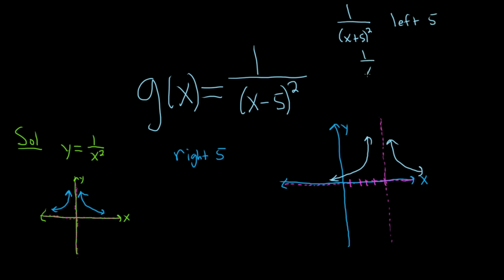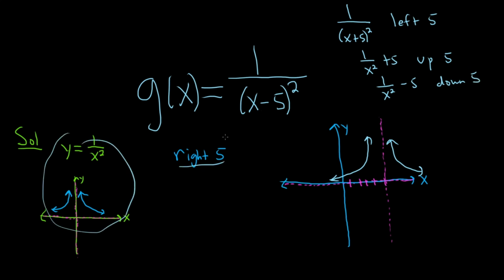If you take 1 over x squared and you add 5 to this entire y value here, then you're going to go up 5. And if instead you take 1 over x squared and you subtract 5 from the y value, then you're going to go down 5. So as long as you memorize this here, and you know the shifts, this problem is not too bad.